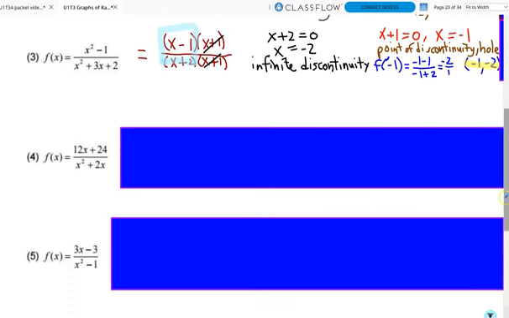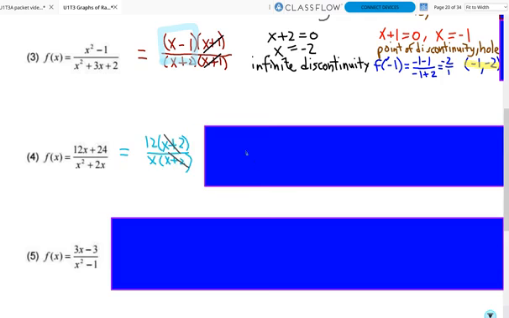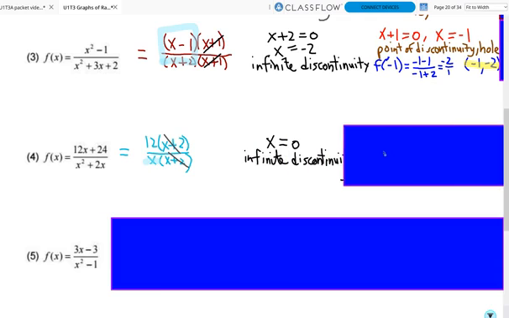Number 4, both the numerator and denominator are factorable by greatest common factor. When I factor out a 12 out of the numerator and x out of the denominator, I'm left with x plus 2 as a common factor numerator and denominator. X is left in the denominator, so that makes it the vertical asymptote. So x equals 0 is a vertical asymptote, infinite discontinuity.